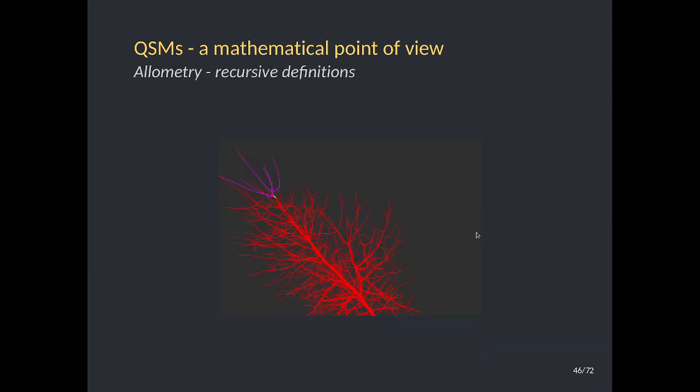I also talked about the gross volume. The gross volume of a cylinder, let's say this green cylinder here, is the cylinder's volume and the gross volume of all its child cylinders.